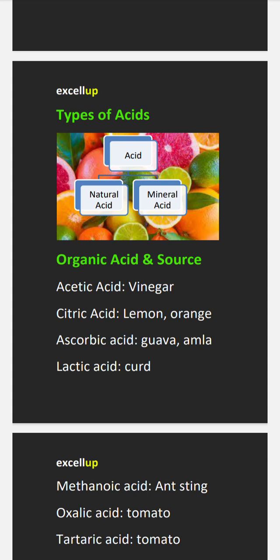Some organic acids and their sources are as follows. Acetic acid is present in vinegar. Citric acid comes from lemon, orange. Guava and amla, that is Indian gooseberry, have ascorbic acid. Curd or yogurt, buttermilk, they contain lactic acid.